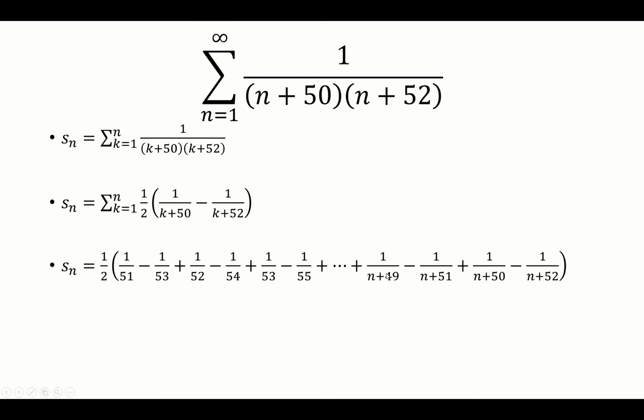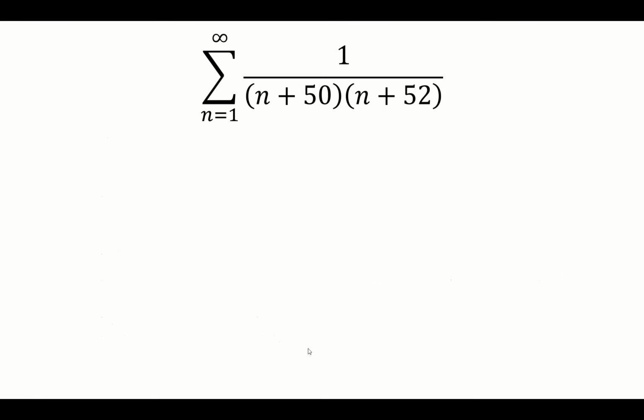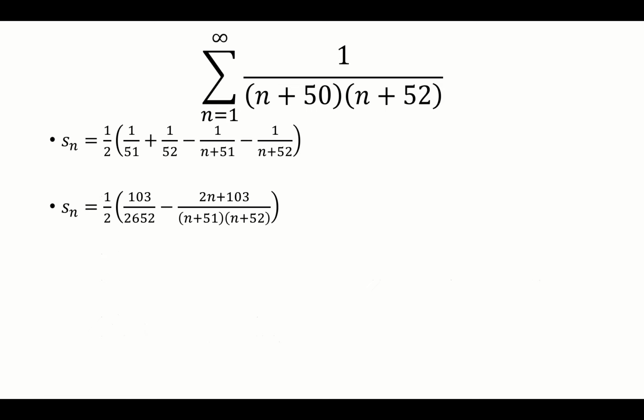And what we're going to be left with is the 1 over n plus 49 and the 1 over n plus 50. So those cancel. And we have 1 over 51 plus 1 over 52 minus 1 over n plus 51 minus 1 over n plus 52. We'll combine these now to get 103 over 2652 minus (2n plus 103) over (n plus 51) times (n plus 52). We will multiply the denominator and have this as our sum.